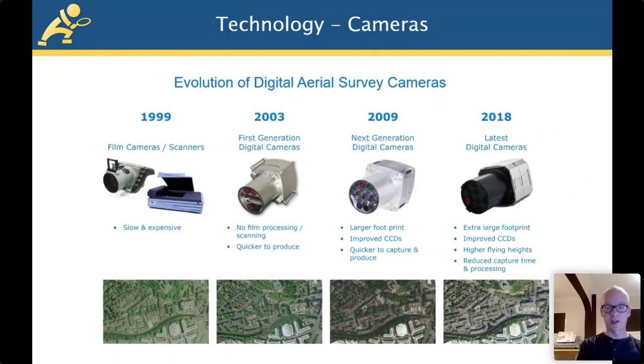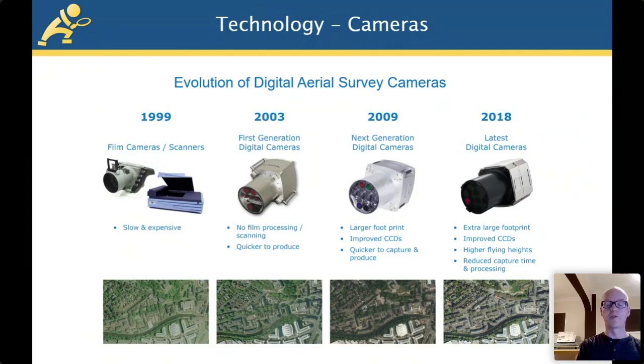As you'll see, especially in the UK, it's a very difficult environment in which to capture data for two reasons. One is the weather. You get very few opportunities. It's a very cloudy country. And also it's a very, very busy airspace. So air traffic is a huge factor in restricting where we can go.